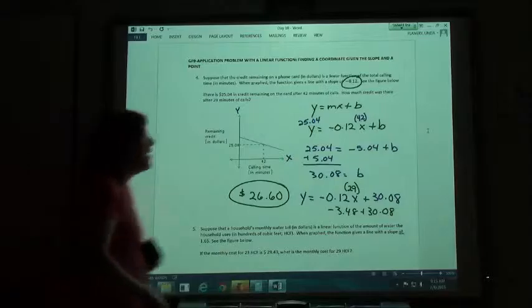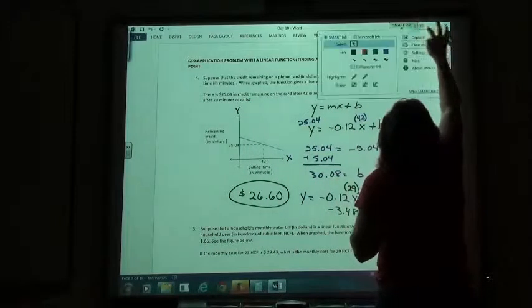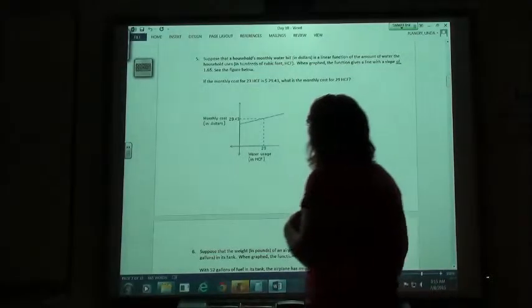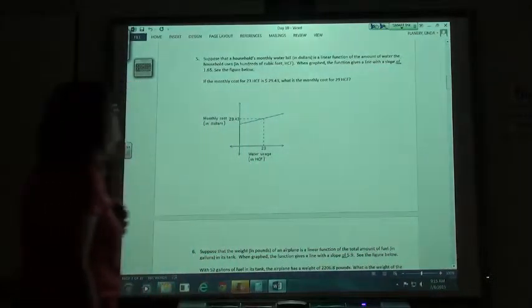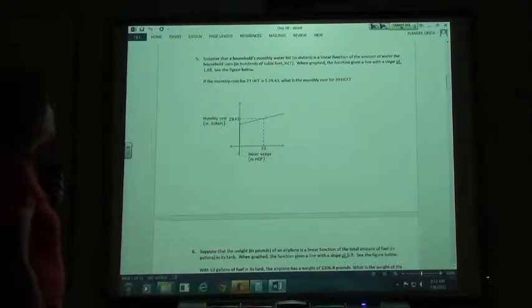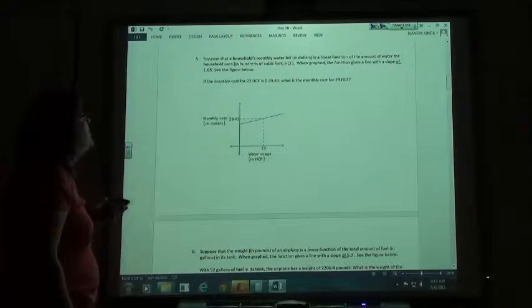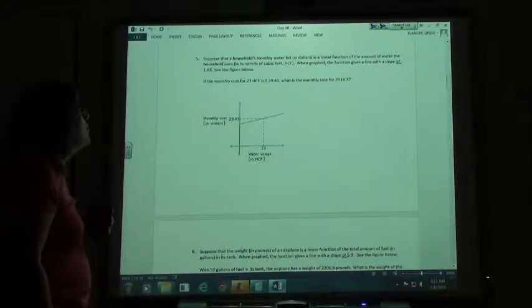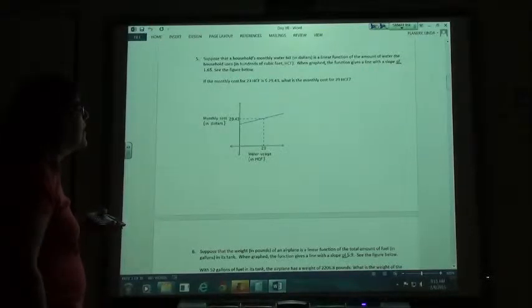So number 5 says, suppose that a household's monthly water bill in dollars is a linear function of the amount of water the household uses in hundreds of cubic feet. When graphed, the function gives a line with a slope of 1.65. See the figure below. If the monthly cost for 23 HCF is $29.43, what is my cost for 29?